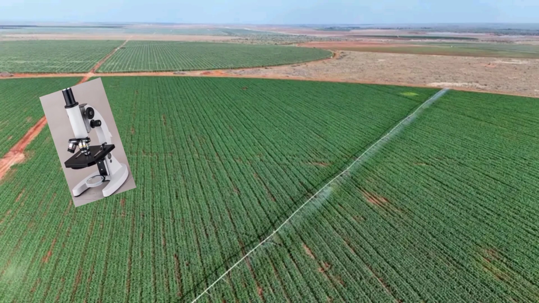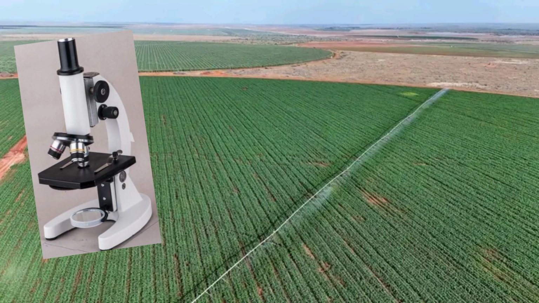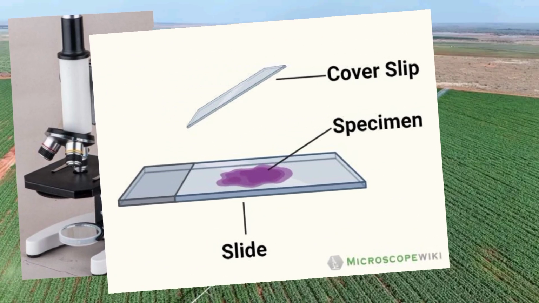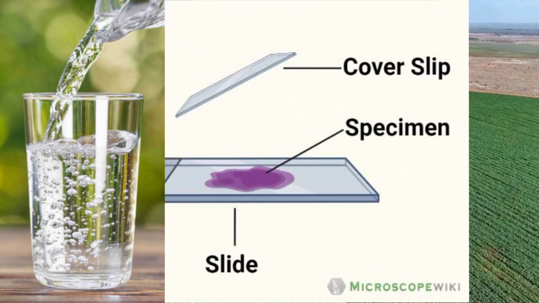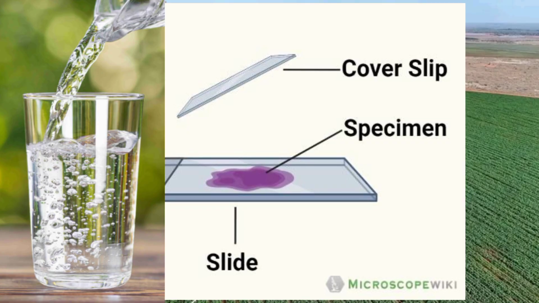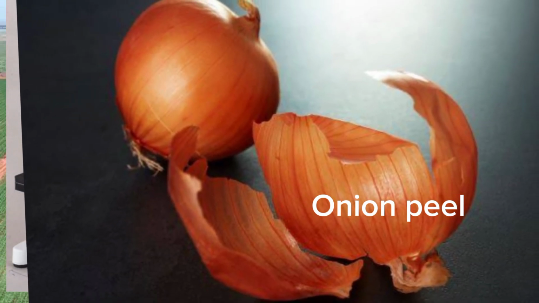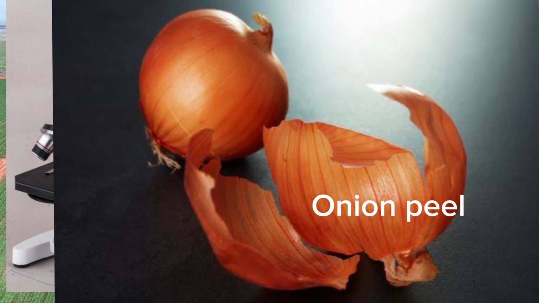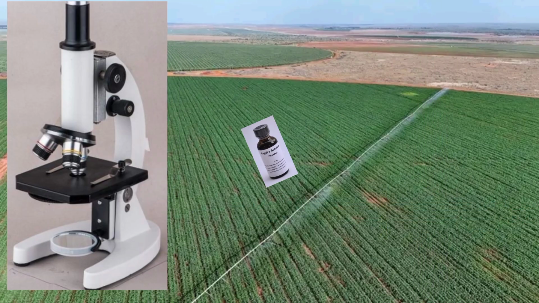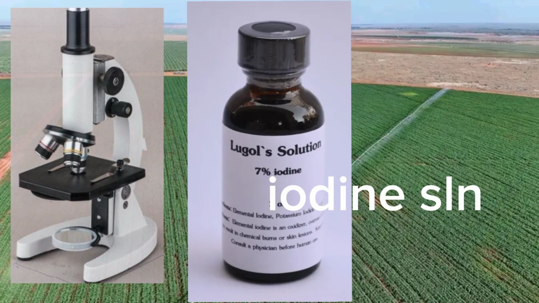Materials we need: microscope, glass slide and a cover slip, water, specimen that is onion peel or cheek cells. Finally, we need iodine or methylene blue stain.